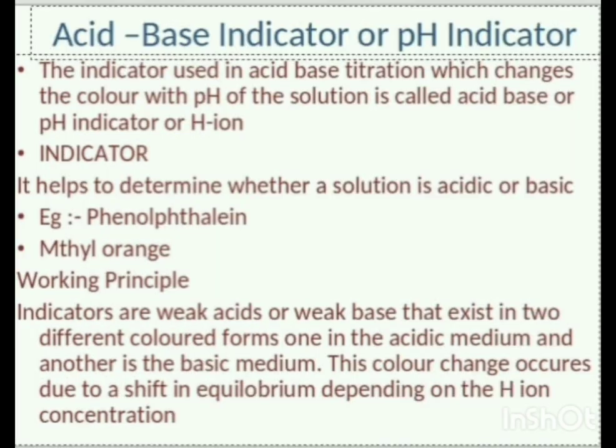No suitable indicator; use pH meter or conductometric titration. Acid base indicator or pH indicator: the indicator used in acid base titration which changes color with the pH of the solution is called an acid base indicator or pH indicator or H+ ion indicator. It helps to determine whether a solution is acidic or basic. Example, phenolphthalein, methyl orange. Working principle: indicators are weak acids or weak bases that exist in two differently colored forms, one in acidic medium and another in basic medium. The color change occurs due to a shift in equilibrium depending on the H+ ion concentration.